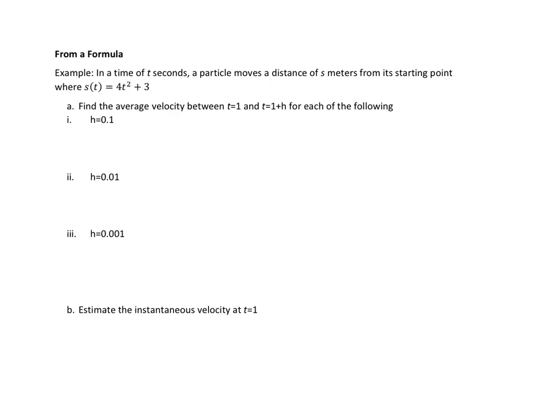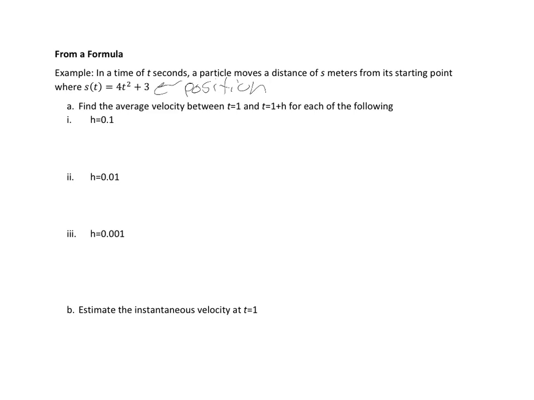Okay, so for example, in a time of t seconds, a particle moves a distance of s meters from its starting point, where s of t equals 4t squared plus 3. So this function right here is telling us position, and t is time. So what we want to do is look at very small intervals of time. Find the average velocity between t equals 1 and t equals 1 plus h for each of the following.